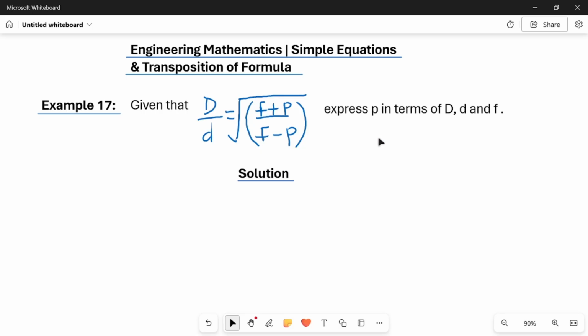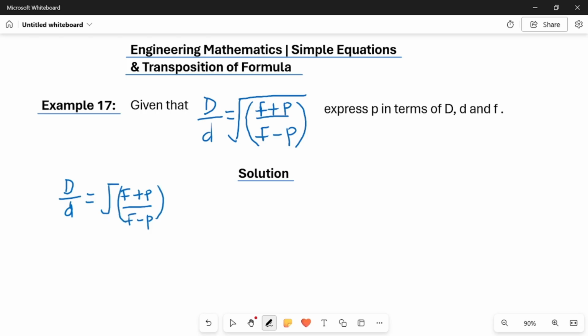So let's start. What's the first step? Let's write down our question back. D over d is equal to the square root of F plus p over F minus p.